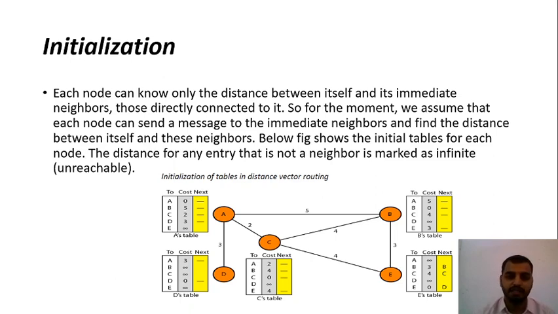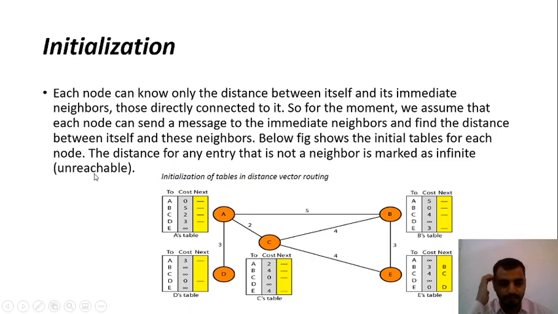What it says is that each node can know only the distance between itself and its immediate neighbors, those directly connected to it. For the moment, we assume that each node can send a message to the immediate neighbor and find the distance between itself and these neighbors. The figure below shows the initial table for each node. The distance for any entry that is not a neighbor is marked as infinite or unreachable.